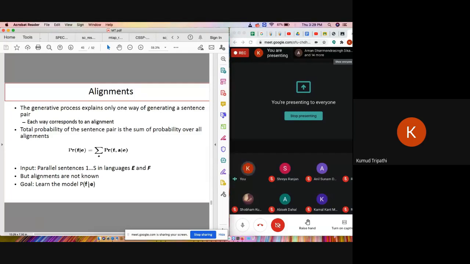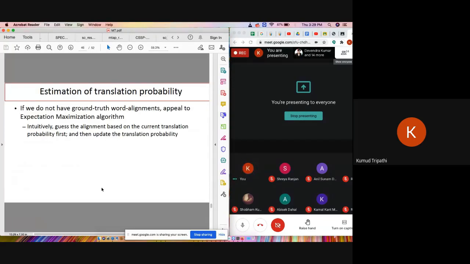And the goal is to learn the model, means you want to generate the translation model. Okay, so what is written here? Estimation of translation probability. If we do not have ground truth word alignments, we need to explore the expectation maximization algorithm. So intuitively, guess the alignment based on the current translation probability first and then update the translation probability.